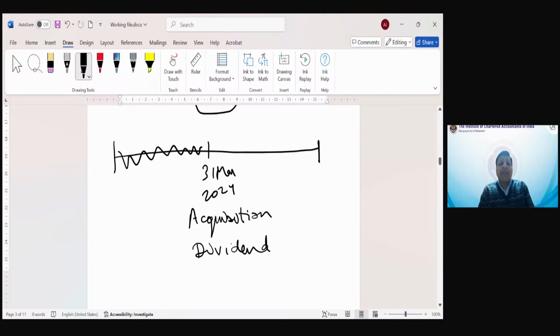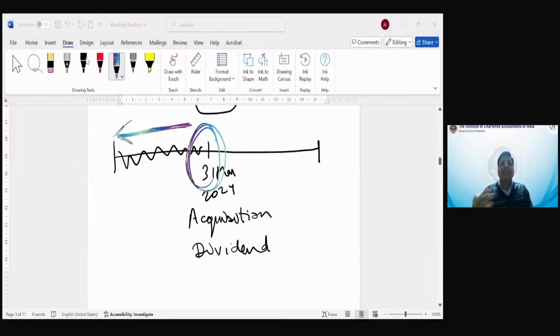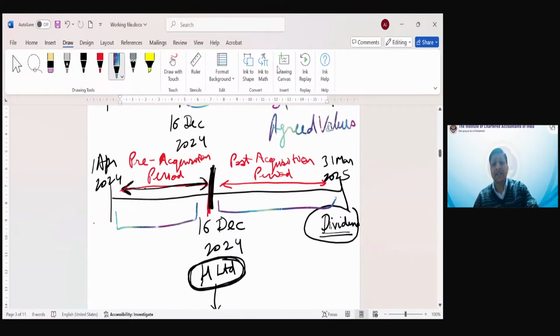Why? Because if you are paying the dividend now, this will obviously belong to the earnings prior to the acquisition date. And everything prior to the acquisition date belongs to pre-acquisition, wherein you are not required to split the year into two parts, pre and post. Yes or no? So this is a very, very simple type of situation for any calculations required around this. Correct?